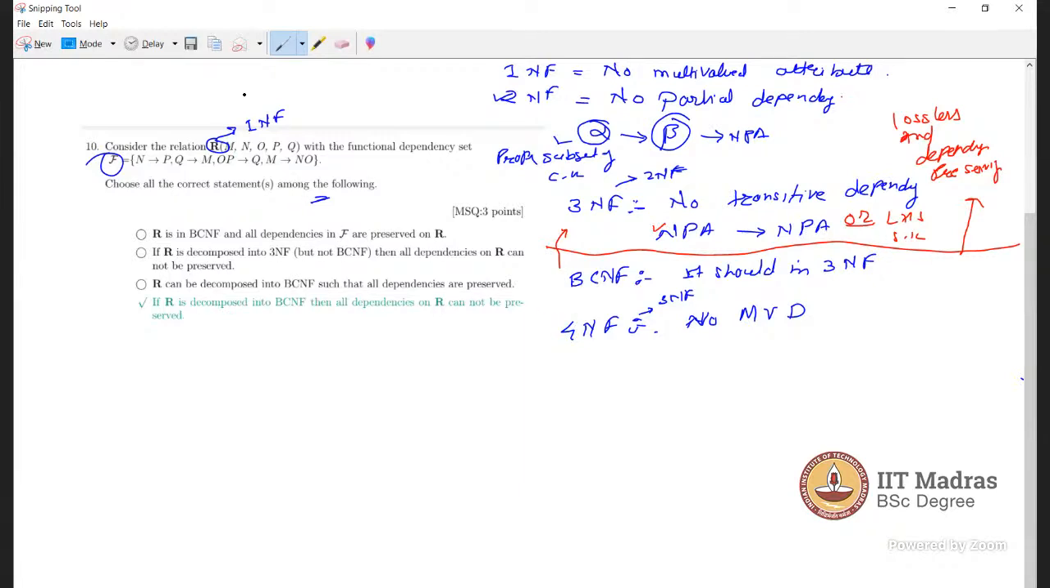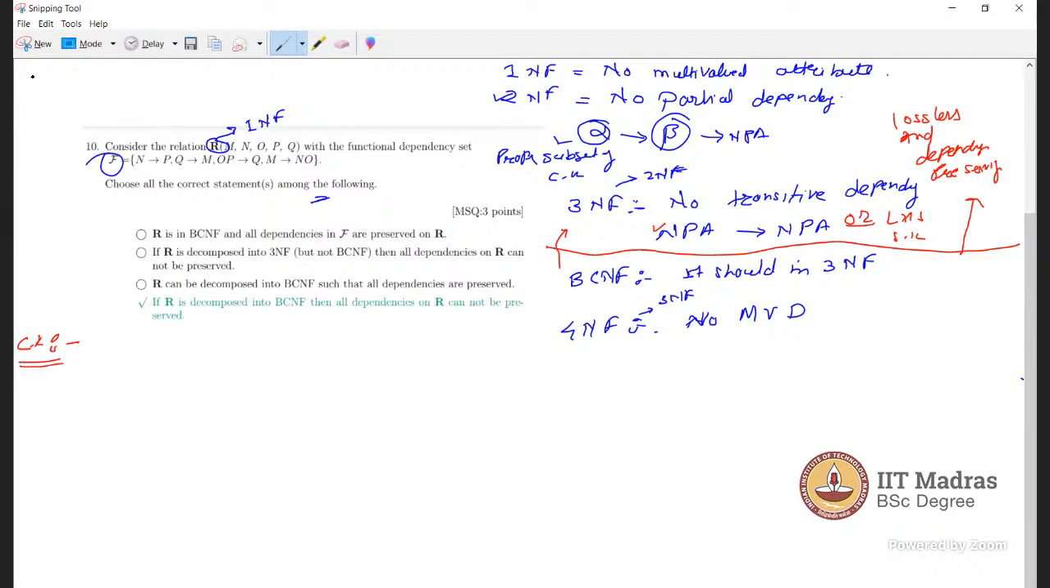Okay, so we take this example only. So relation R is given. No information is there whether it has multi-valued attributes or not, so we can assume that all the attributes are atomic. So no multi-valued attribute is there. So we'll check for the 2NF. For that, we need to find out the candidate key. So how to find out the candidate key here?